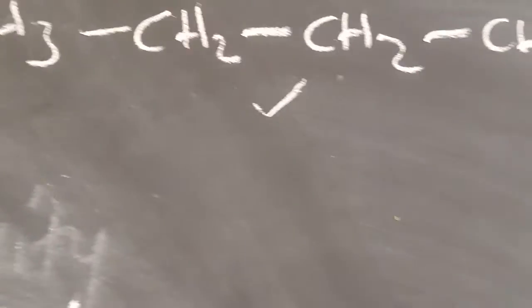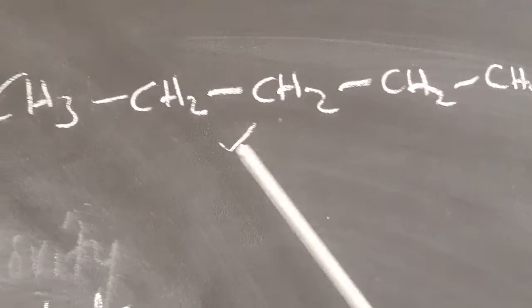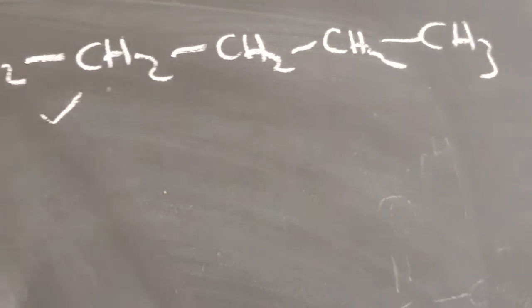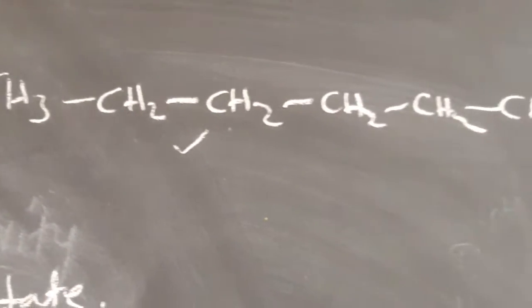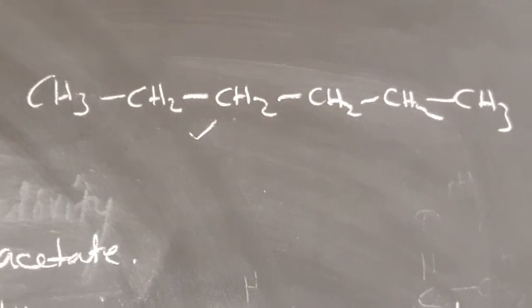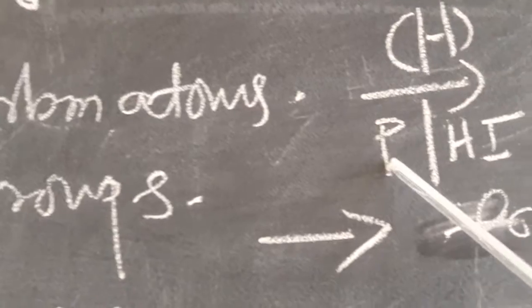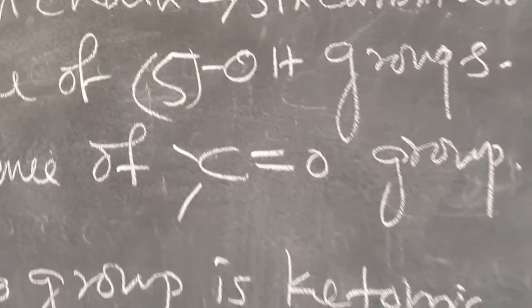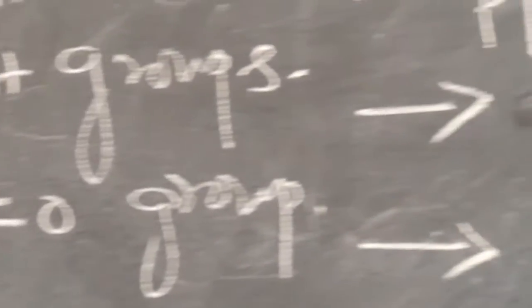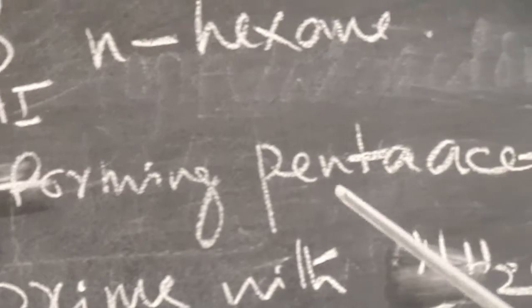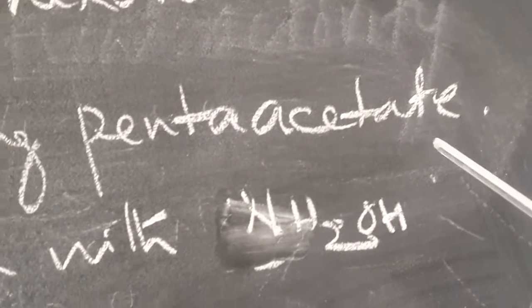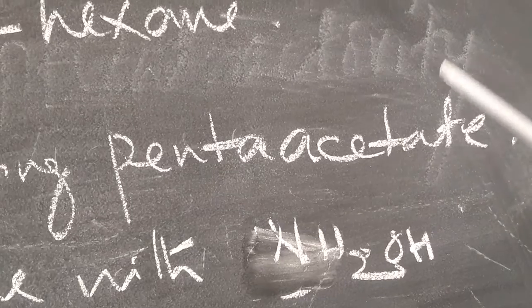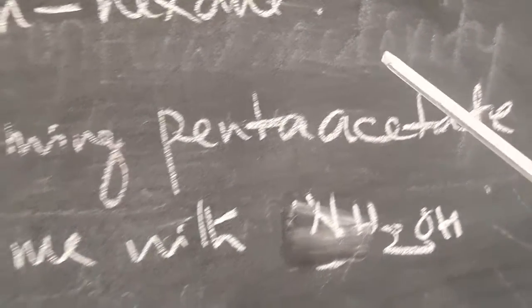You can see normal hexane I have written here, as you know, it's a long chain compound, CH3, CH2, CH2, CH2, CH2, CH3. So you are getting this compound on reduction of the fructose molecule by using hydrogen and phosphorus in presence of hydrogen iodide. The third point is the presence of 5 OH groups. That reaction is based on the acetylation reaction, and you are getting a pentaacetate. That is, fructose reacts with acetyl chloride or acetic anhydride, forming a pentaacetate.